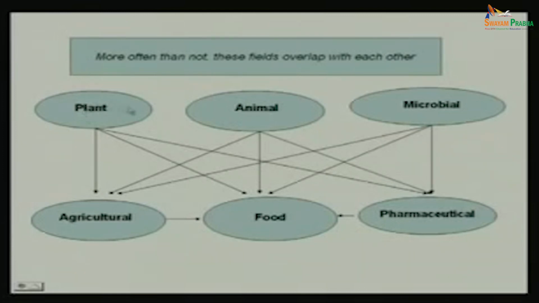Say for example, plant biotechnology. This plant biotechnology has direct connection with agriculture, food and pharmaceuticals. Similarly, animal biotechnology has direct relation with agriculture, food, pharmaceuticals, microbes and plants. Microbial biotechnology has connection with agriculture, food, pharmaceuticals, and we can find that each of the disciplines is overlapping with the others.